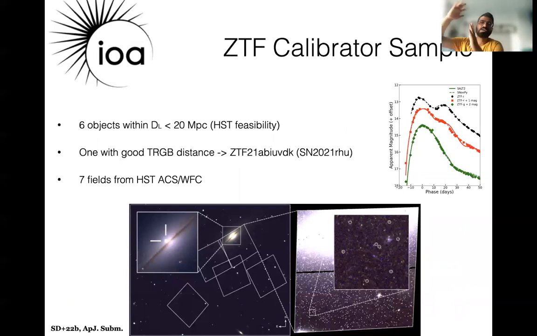So what we did was we started with what data we have. We have this well-studied, well-measured Hubble flow sample from ZTF. Then we took all of the objects that we have within a 20 megaparsec region. So that's within the feasibility of HST with C3. And of the ones that were feasible, there was just one that had good enough data to compute a good distance. And this was 21 RHU.